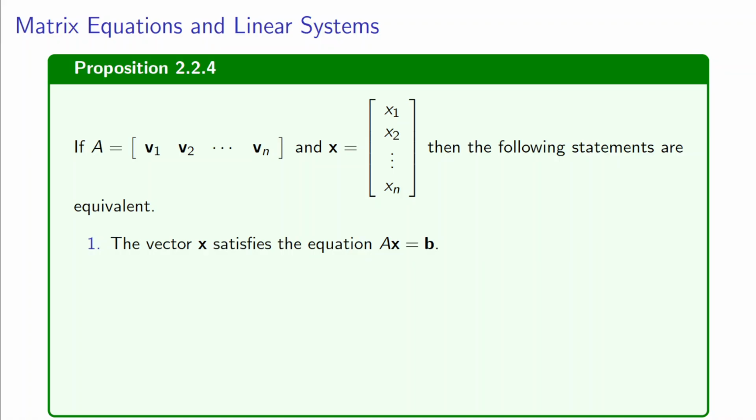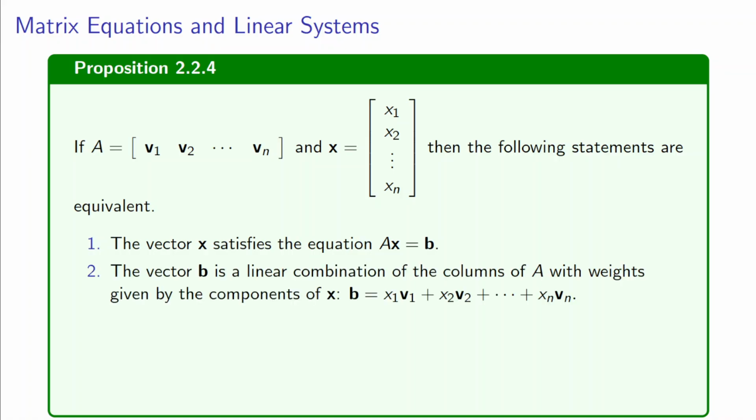It says that if A is the matrix whose columns are the vectors v1 through vn, and x is the vector in Rn whose components are x1 through xn, then the following statements are equivalent. The first is that the vector x satisfies the equation Ax equals b. The second is that the vector b is a linear combination of the columns of A with weights given by the components of x. In other words, b equals x1 v1 plus x2 v2 plus dot dot dot xn vn.